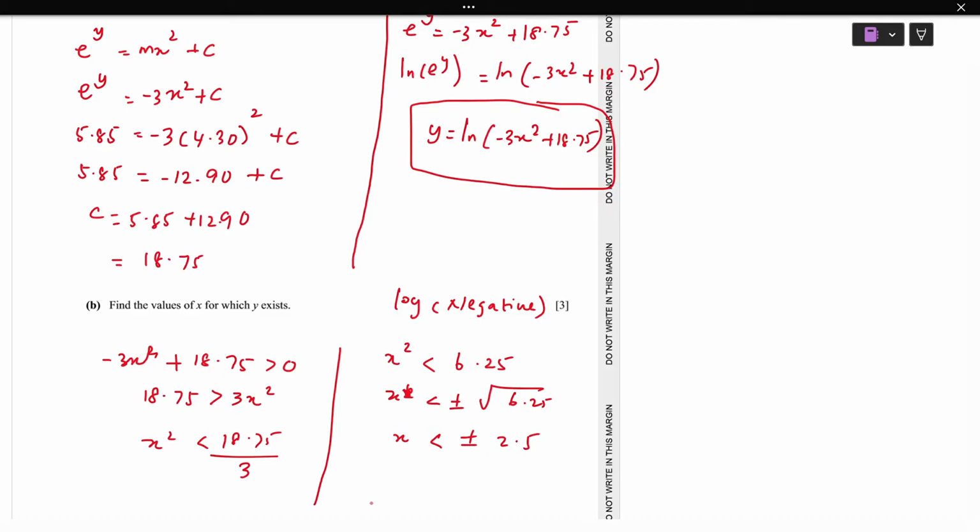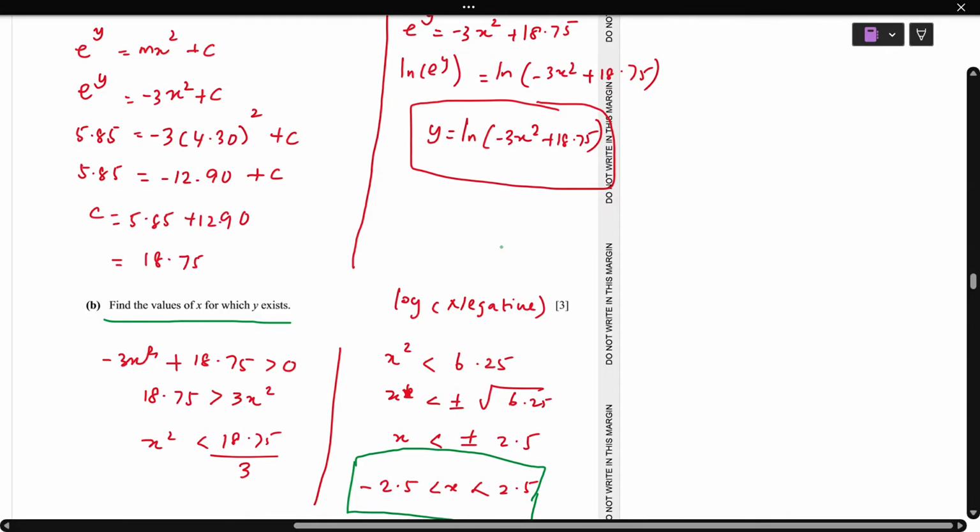So the final answer is going to be that x is between -2.5 and 2.5, so -2.5 less than x less than 2.5. That is the required solution: y exists when x is between this range. Find the values of x: we need to find when y exists, and because y exists, the log should not be negative. So we took it as greater than 0, so we got the final value.